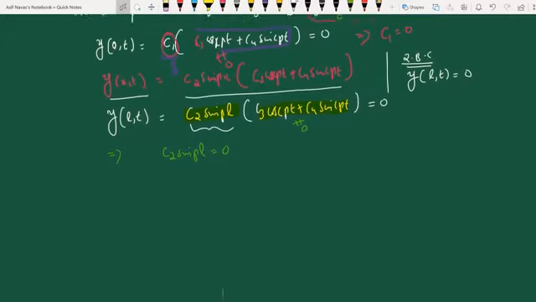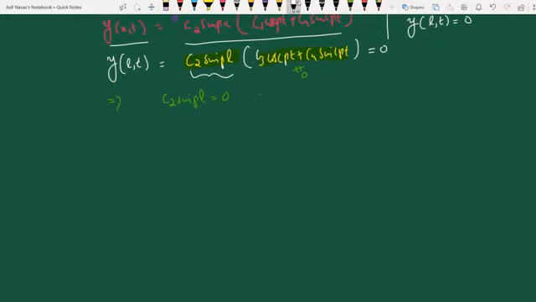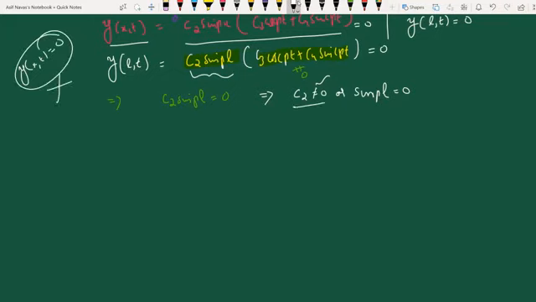Now, if c2 sin pL equals 0, it implies either c2 equal to 0 or sin pL equal to 0. What happens if c2 is equal to 0? Then this completely becomes 0, right? So c2 cannot be equal to 0, because then we will get y of x, t equal to 0, and that's not required. So sin pL is equal to 0. We know that sin x equal to 0 implies x equal to n pi, that is a multiple of pi. So pL must be n pi. Therefore, p equal to n pi by L.